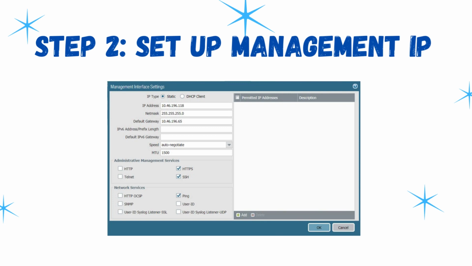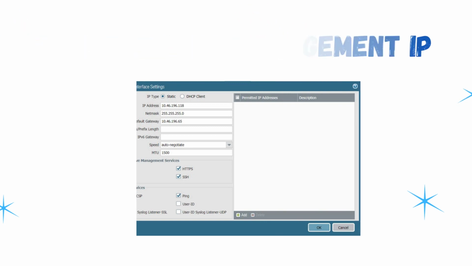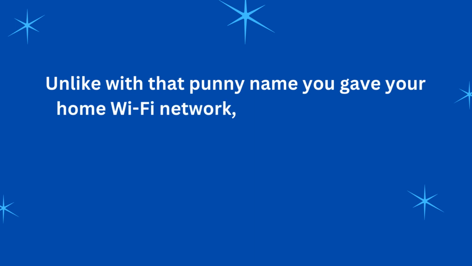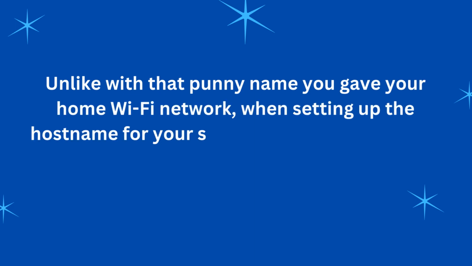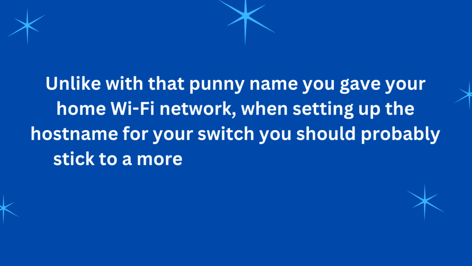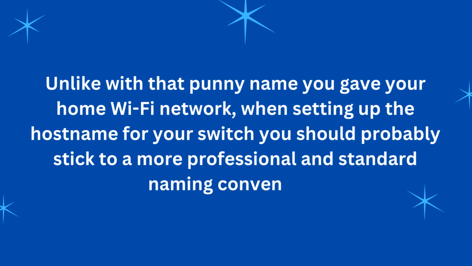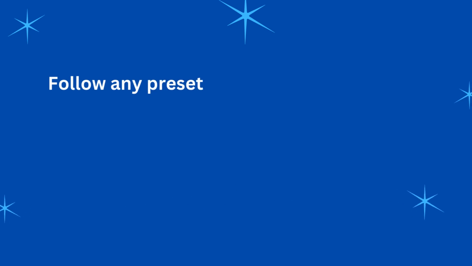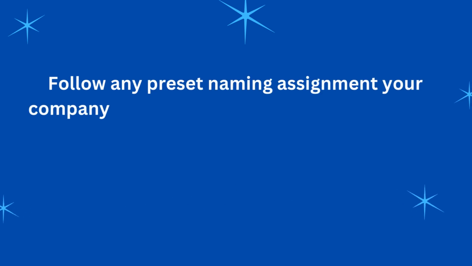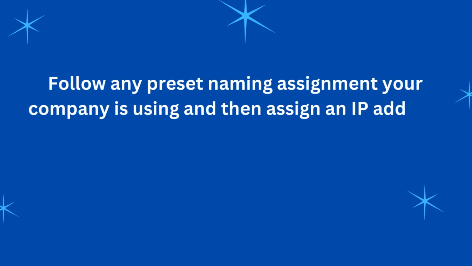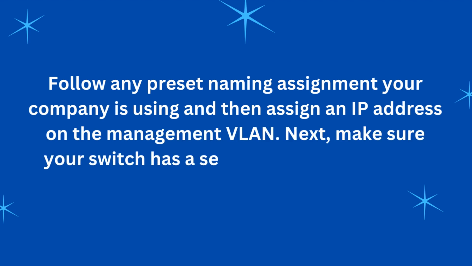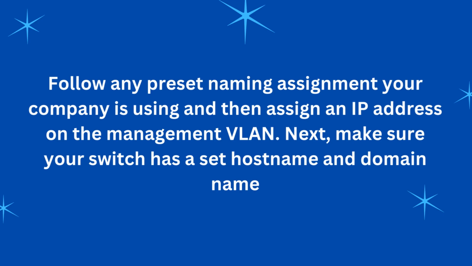Step 2. Set up management IP. Unlike with that punny name you gave your home Wi-Fi network, when setting up the host name for your switch you should probably stick to a more professional and standard naming convention. Follow any preset naming assignment your company is using and then assign an IP address on the management VLAN. Next, make sure your switch has a set host name and domain name.